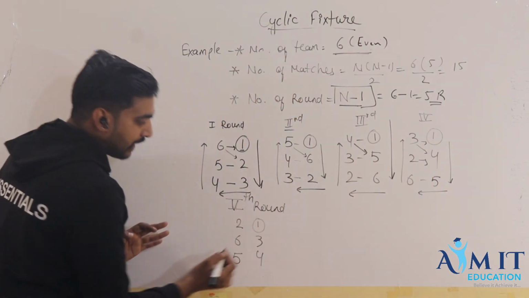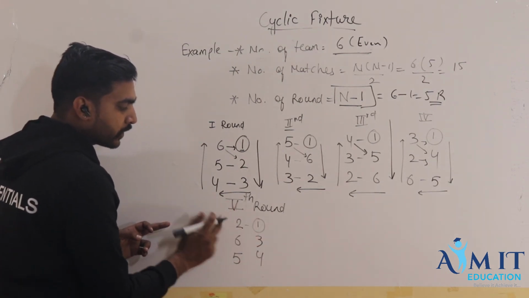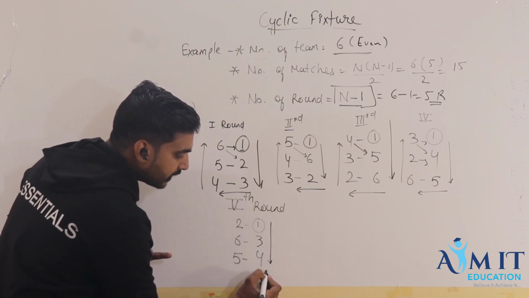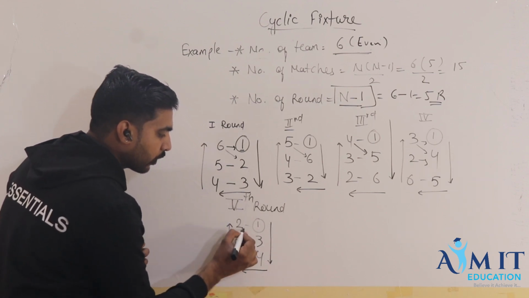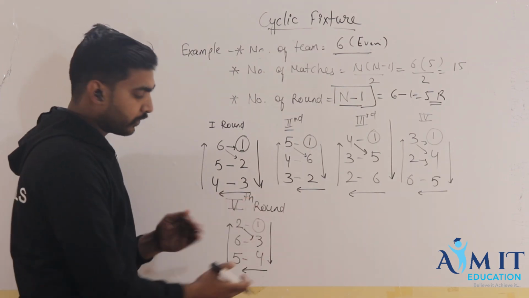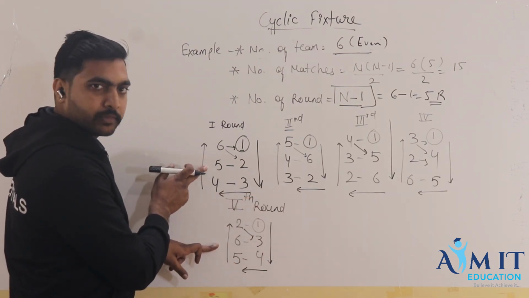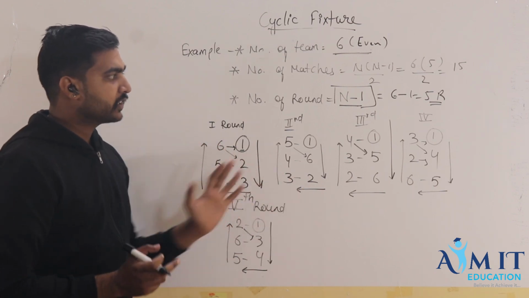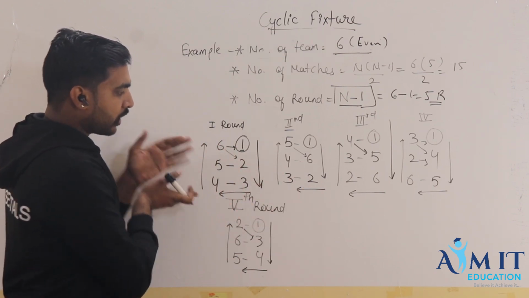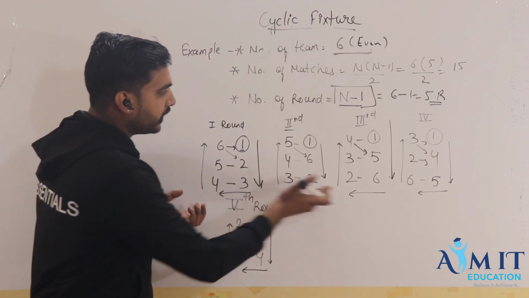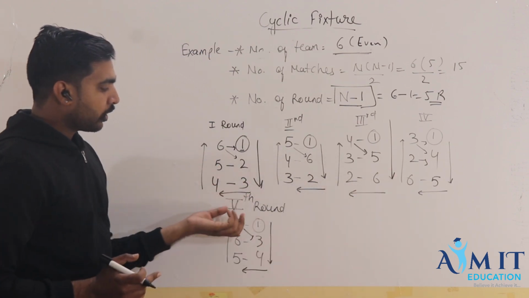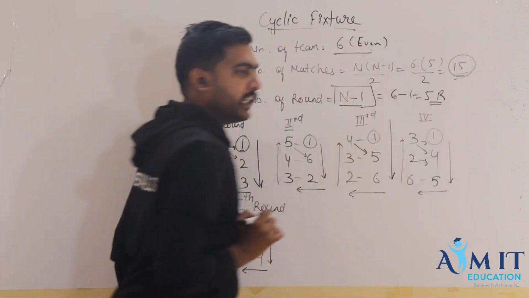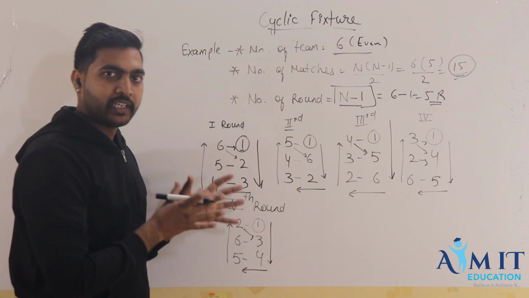Then similarly, in the last round, the first match in the 5th round is 2 versus 1, 6 versus 3, 5 versus 4, and the teams rotate in which direction? Clockwise direction. If we rotate further, this one and this one become the same. So we draw the fixture until the first round comes back. Now you see in each round there are 3 matches. So 3, 3, 3, 3 and 3 means the total number of rounds is 5, and 5 times 3 is 15. How many matches do we have? 15. It means our fixture is absolutely correct.